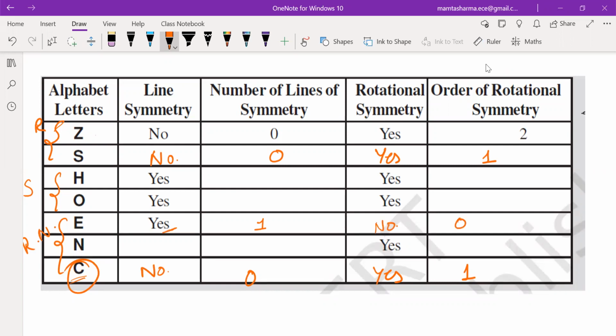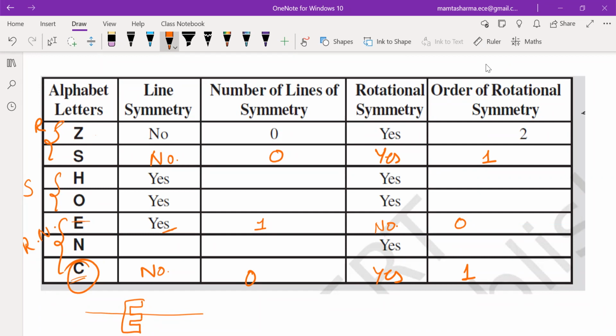Okay. Ma'am, I have a small doubt. He has no lines of symmetry, right? Yeah, ma'am, he kept 1. Ma'am, yes, that's a line of symmetry. Wait, let me see. Horizontal line of symmetry. Yes, ma'am, that is a line of symmetry. Okay. Then ma'am, the order of rotational symmetry would be 1. The order of rotational symmetry would be 0.